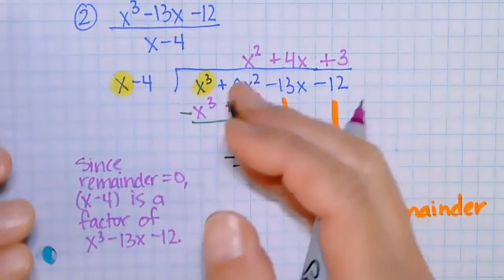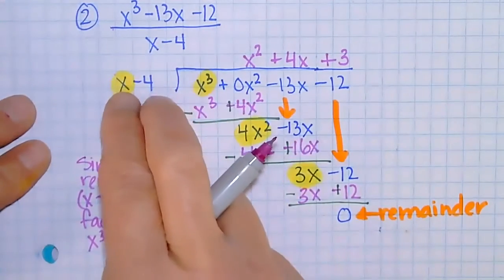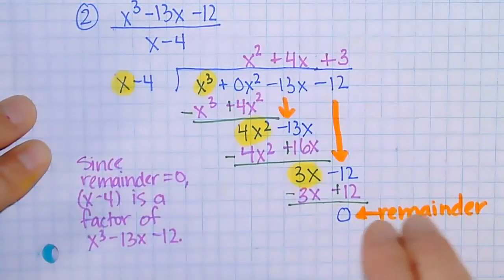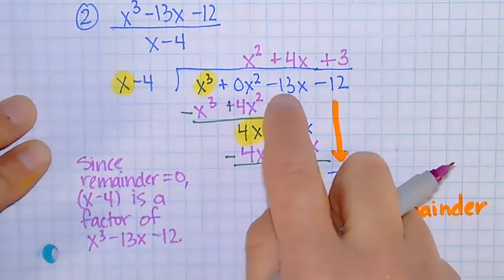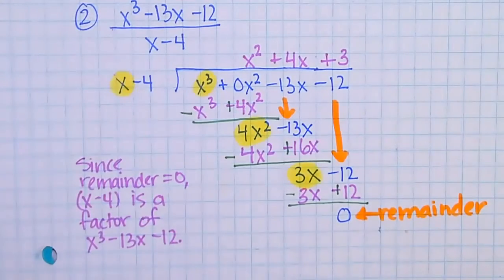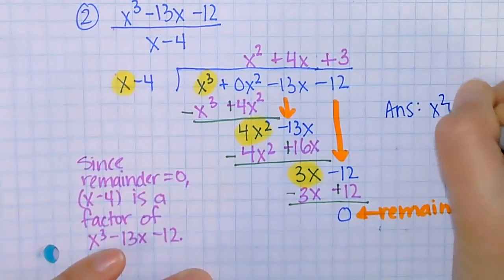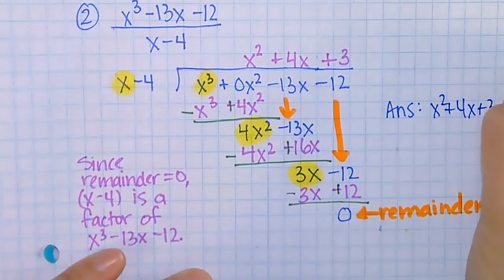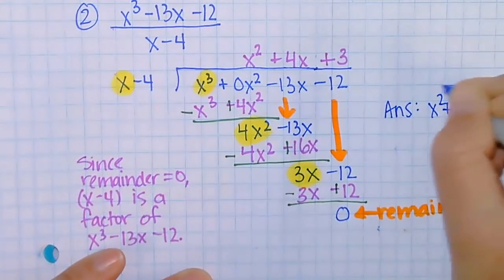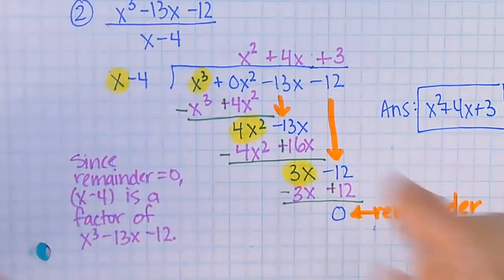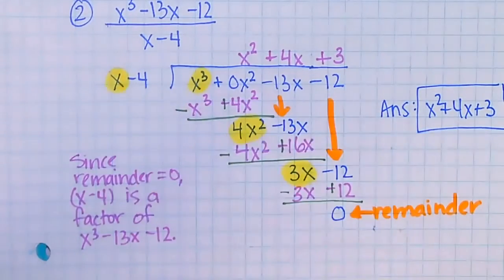So what I know at this point is x minus 4 times x squared plus 4x plus 3 gives me this. Okay, so let me first write my answer out. Sorry, I did not officially write my answer. So answer is x squared plus 4x plus 3. That is my answer. Okay, that is the answer to this question. Okay, that's what I get when I take x minus 4.